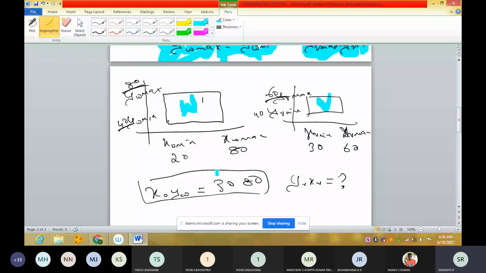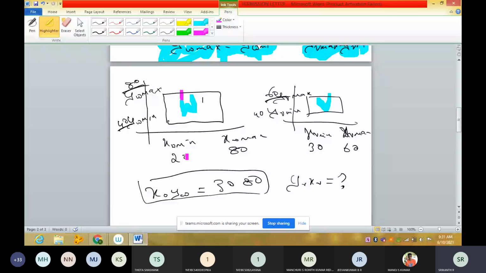Okay, good. See here, we have this boundary for the word window. xw minimum is equal to 20, xw maximum is equal to 80, yw minimum is equal to 40, yw maximum is equal to 80, and xv minimum is equal to 30, xv maximum is equal to 60, yv minimum is equal to 40, yv maximum is equal to 60. And we have a pixel position, guys, 30, 80, somewhere here. So xw, yw is equal to 30, 80.